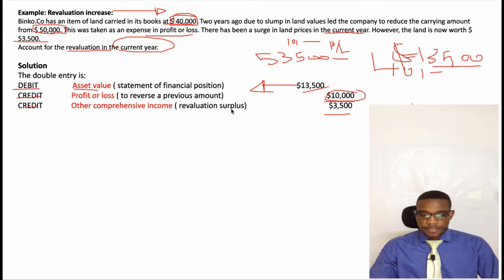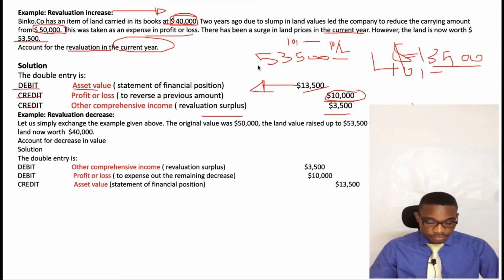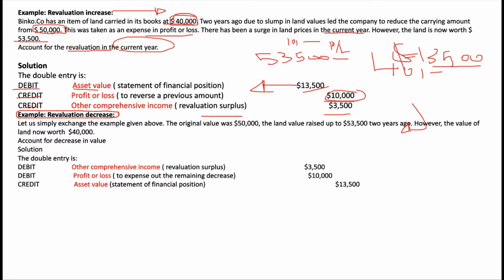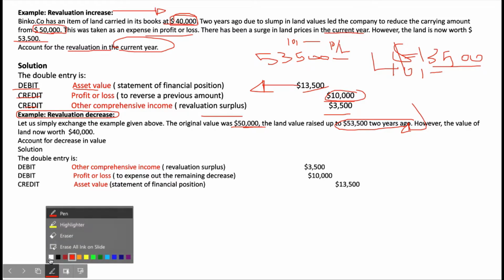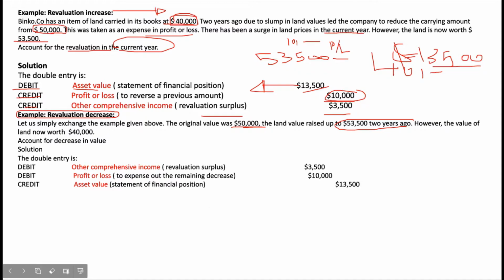and the revaluation surplus. Scenario number 2, an example on revaluation decrease. Let us simply exchange the example given above. The original value was $50,000. The land value was raised to 53,500 two years ago. However, the value of land now is 40,000.